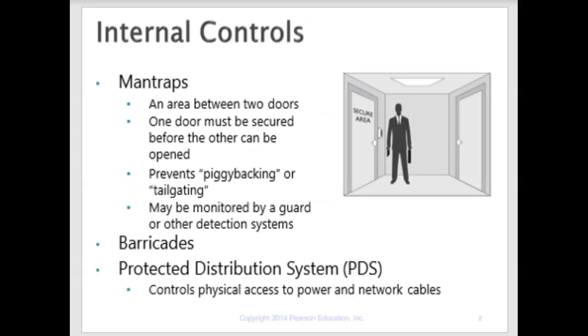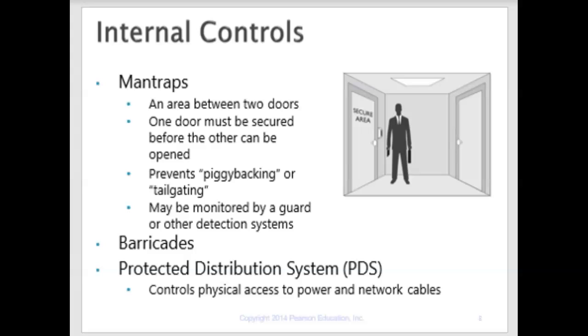Other internal controls include man traps, right? A man trap is meant to stop tailgating, so people can't come through it. Only one person can go in. The door has to shut behind you before the next door will open, and that's called a man trap. Sometimes piggybacking is also stopped through a man trap, piggybacking or tailgating.